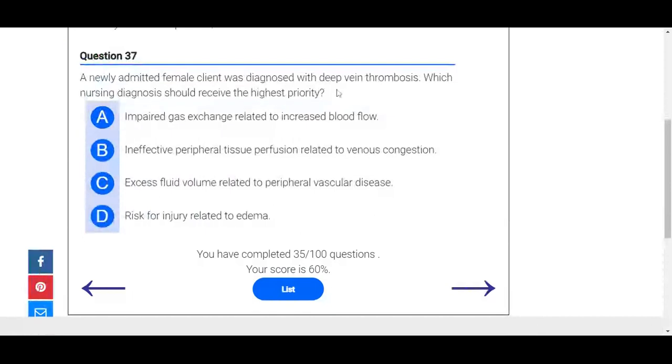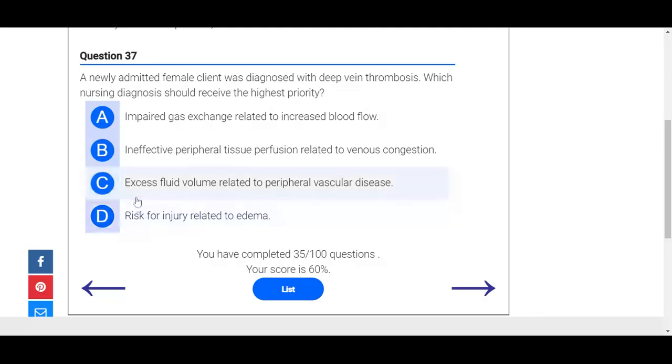Now, a newly admitted female client was diagnosed with deep vein thrombosis. Which nursing diagnosis should receive the highest priority? Let's see. Impaired gas exchange related to increased blood flow, ineffective peripheral tissue perfusion related to venous congestion, excess fluid volume related to peripheral vascular disease, risk for injury related to edema. This is the least priority because it's only a risk diagnosis.